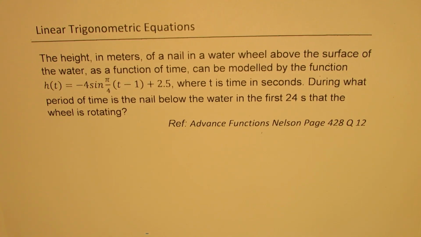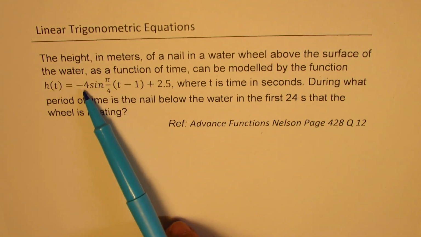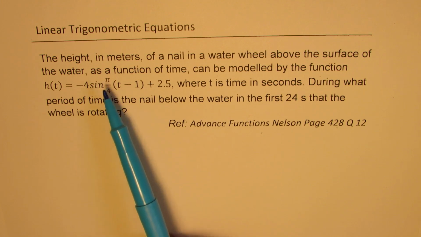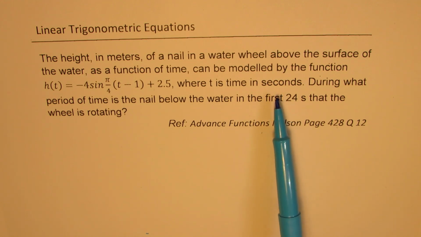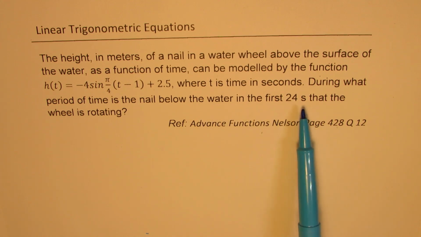This question has been taken from the textbook Advanced Functions, Nelson, page 428, question 12. Let us see how to solve such problems. The height in meters of a nail in a water wheel above the surface of the water as a function of time can be modeled by the function h(t) = -4 sin(π/4 (t - 1)) + 2.5, where t is time in seconds. During what period of time is the nail below the water in the first 24 seconds that the wheel is rotating? You can always pause the video, answer the question, and then look into my suggestions.